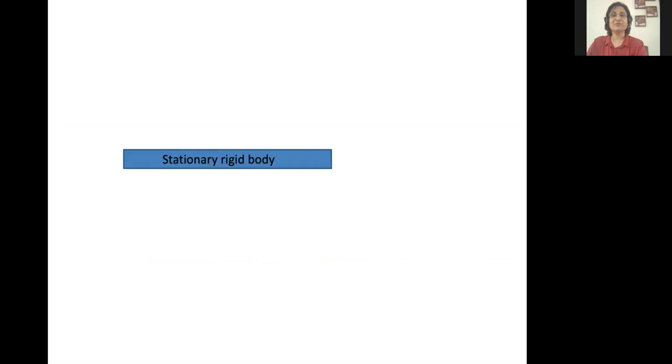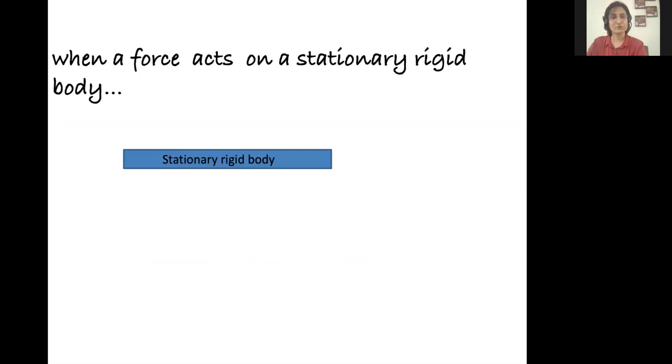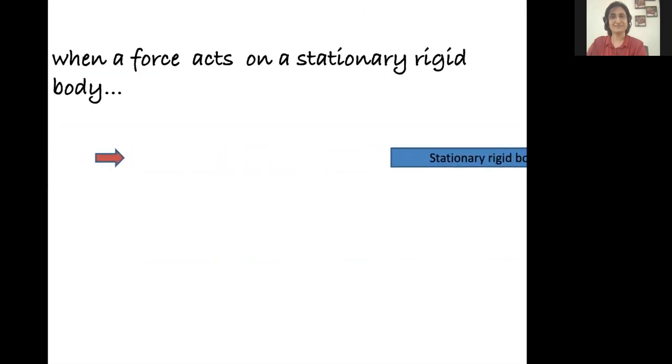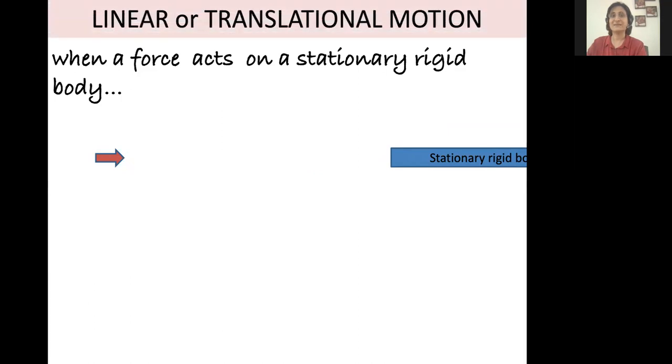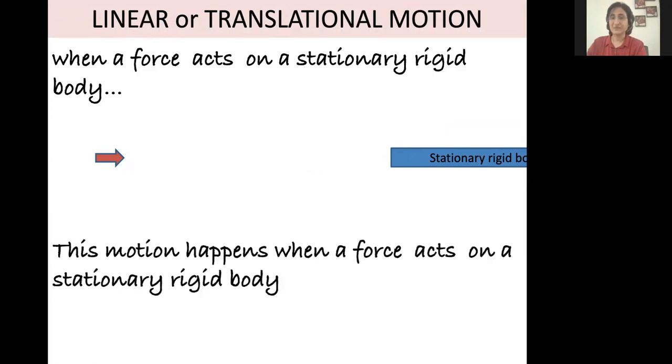Say, for example, you have a stationary rigid body and you apply a force from the left side. There you go. The stationary rigid body moved in the direction of the force. So what kind of motion is this? Yes, that's linear or translational motion in a straight line along the direction of the force. But this will happen only when the rigid body is free to move. It is not attached anywhere.